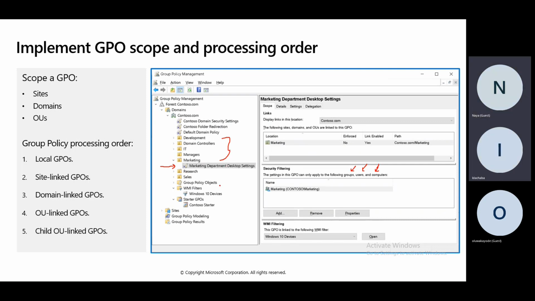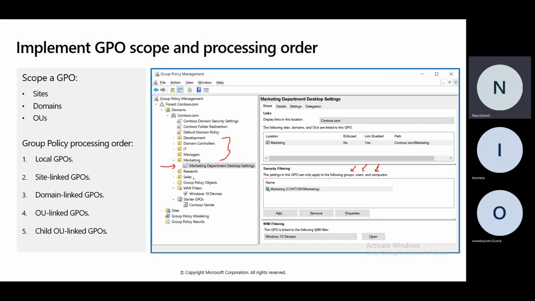So whatever you want, the policy you want to appear to IT might not appear to managers. The policy that appears to managers might not affect research, or sales. Do you understand? So that's that. The domain controllers are under it.